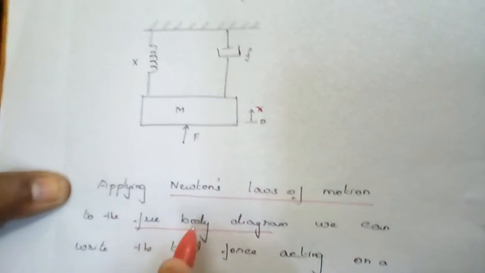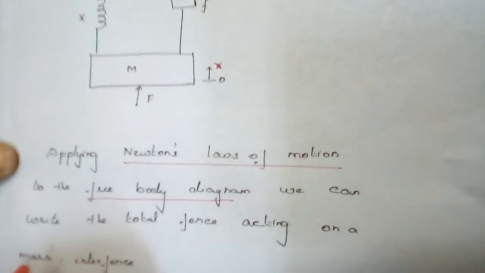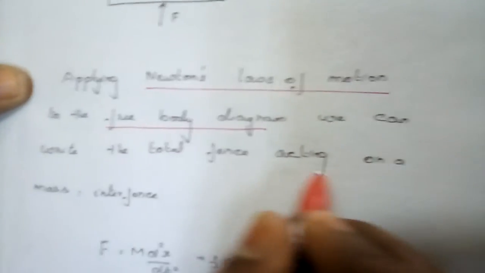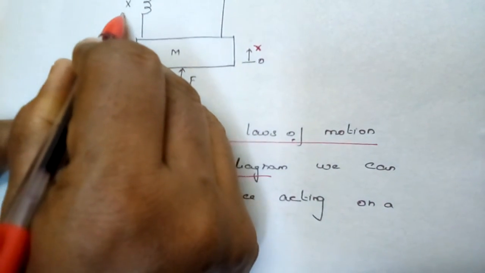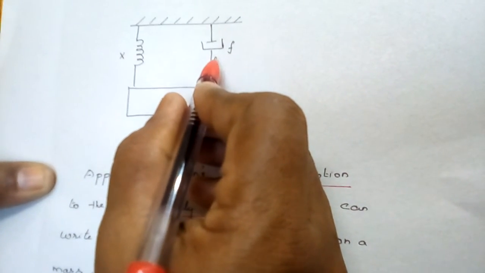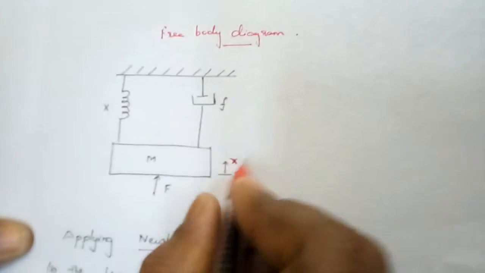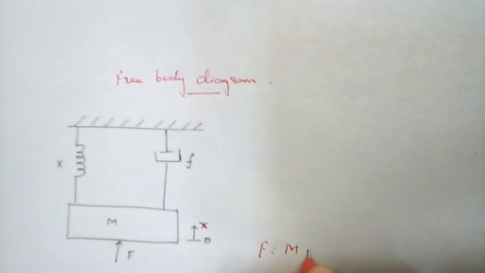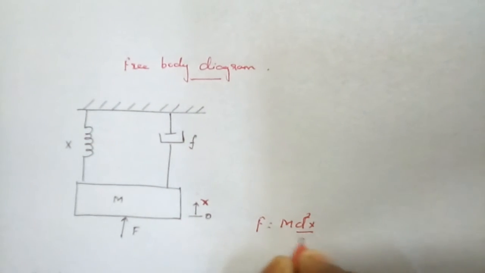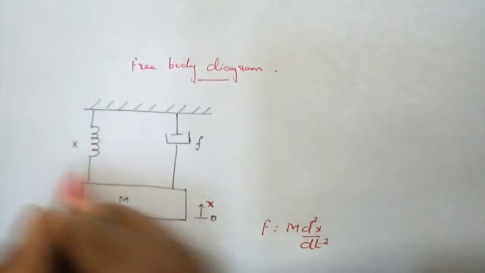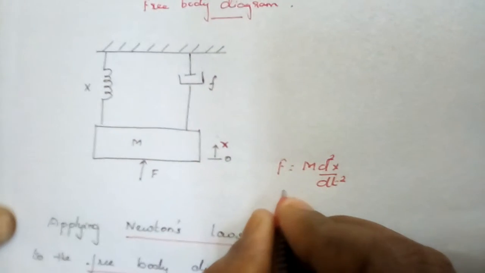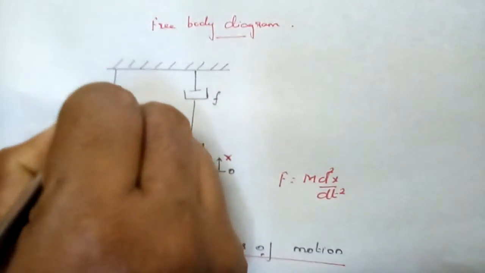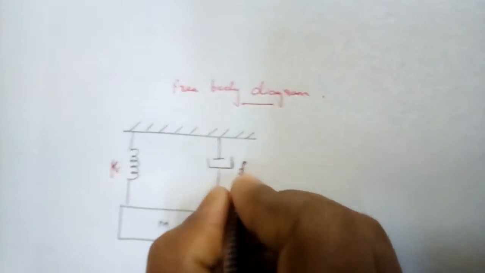According to Newton's law of motion, I am going to write the total force acting on the mass. Total force acting on the mass is given by the force exerted by the mass, the spring element and the force exerted by the damper element, right? As discussed earlier, the force exerted by the mass is given by F is equal to m into d square x by dt square. And the force exerted by the spring element, I am writing the notation as K for the spring element and B for the damper element.